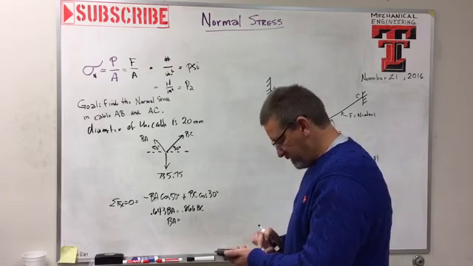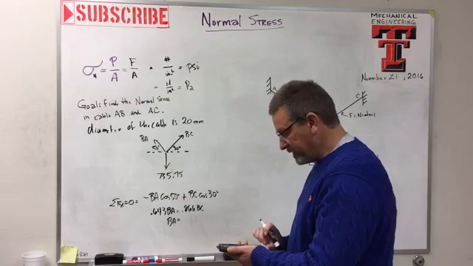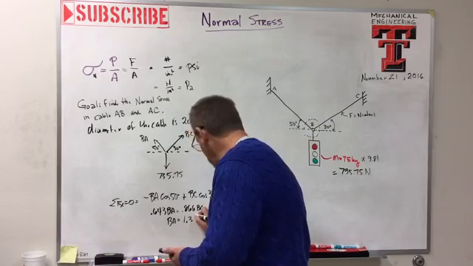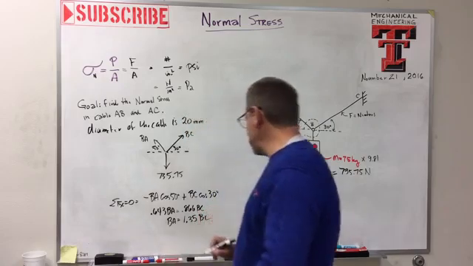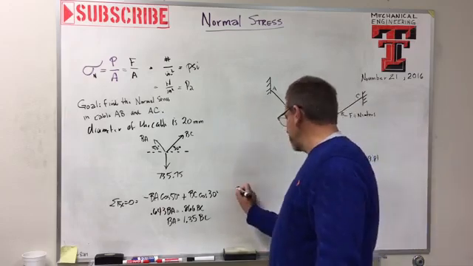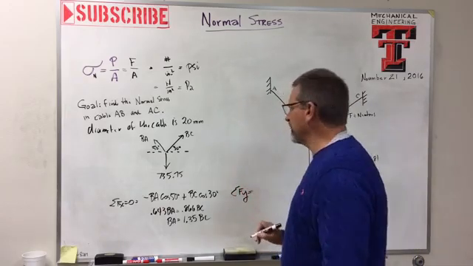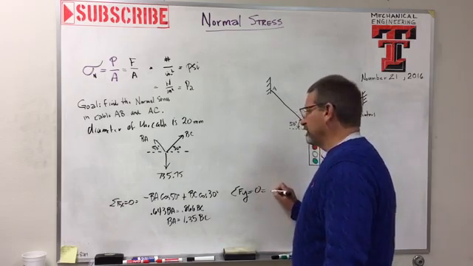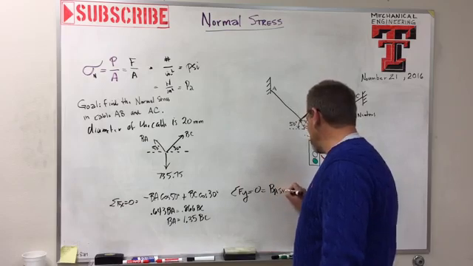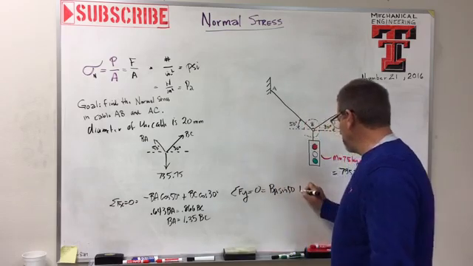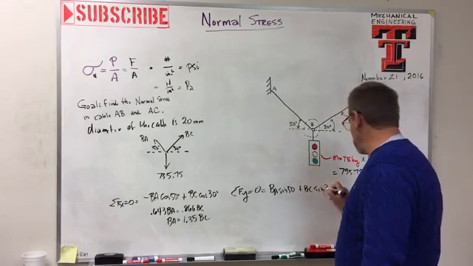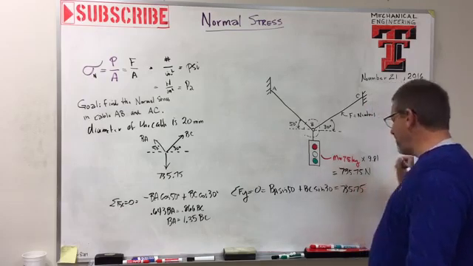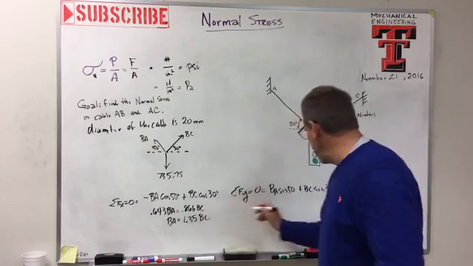So BA is equal to 0.866 divided by 0.643, which is 1.34, 1.35 actually, times BC. Then we do the sum of the forces in the y direction, and what do we get there? BA sine of 50 plus BC sine of 30 equals 735.75. Do a little substitution for BA right there.